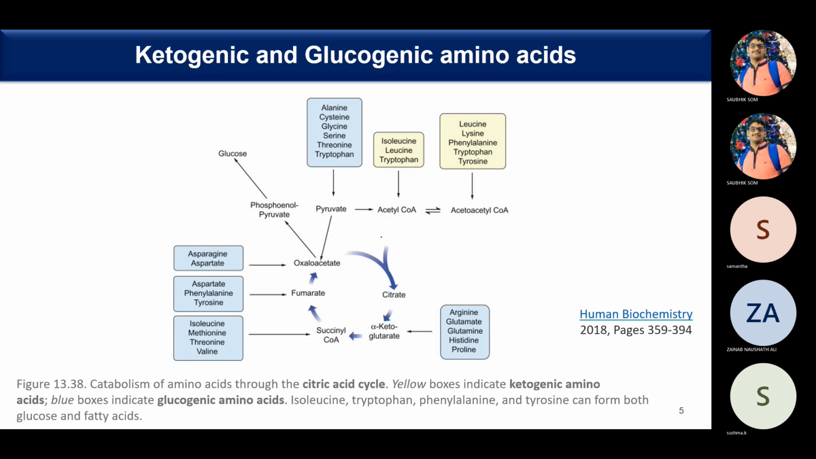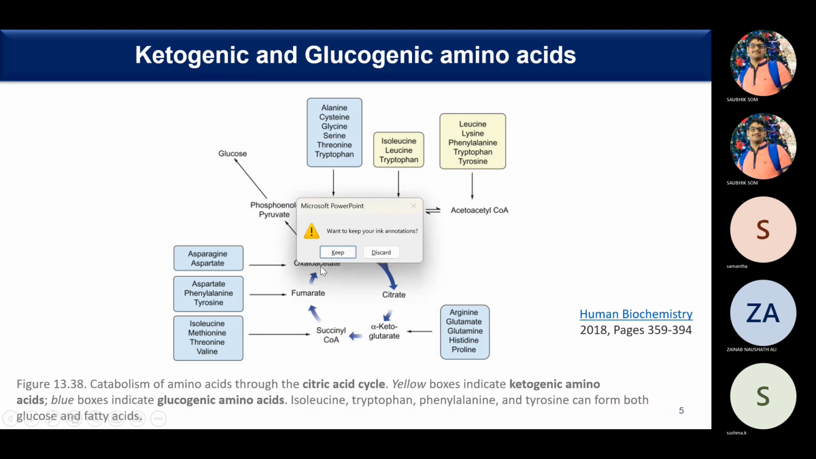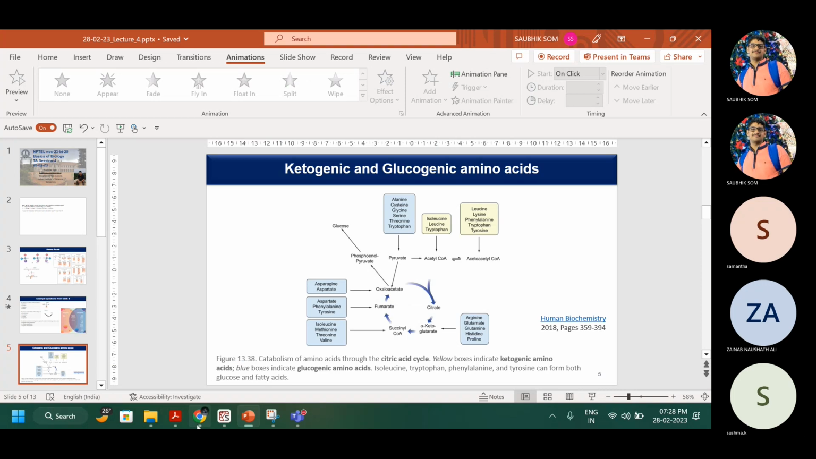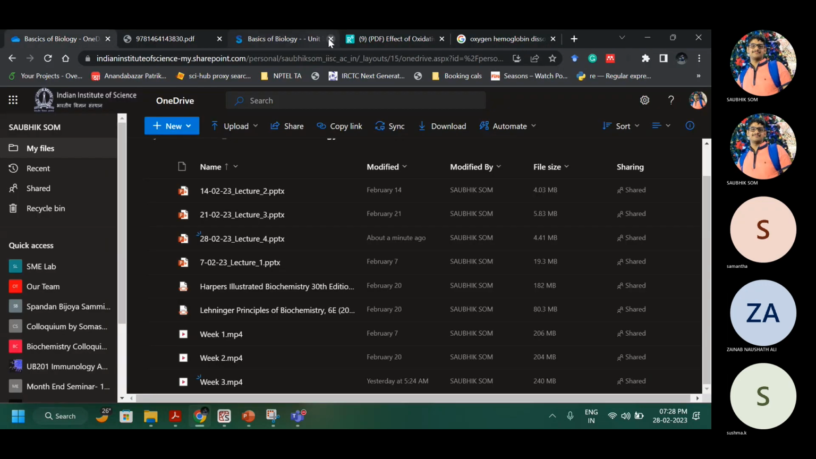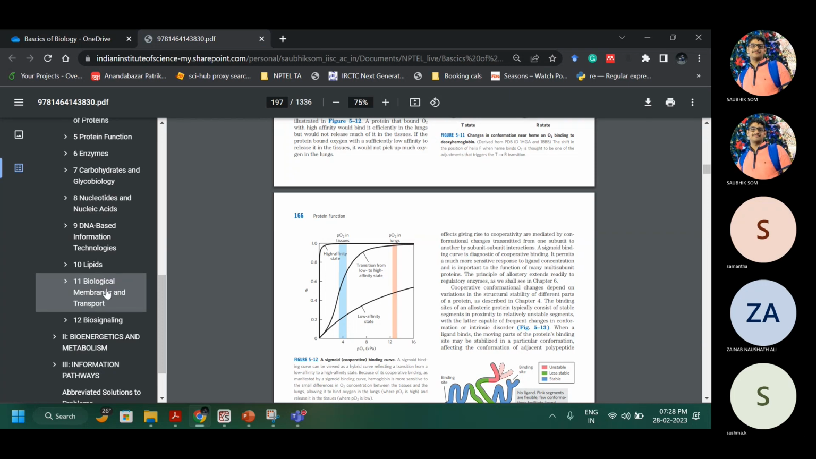In the next slide, I have kept a schematic of how amino acid catabolism works. If you are interested, you can have a look at it. You can also go to Lehninger and see what the pathway is. Or I can also show you now because we have enough time. So this is the one. Let's go to the metabolic pathways.